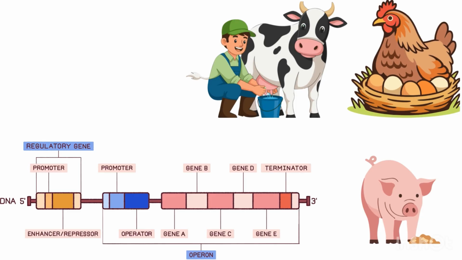Even farm animals have thousands of genes stored in their DNA. Together, all these genes create the animal's complete genetic makeup.